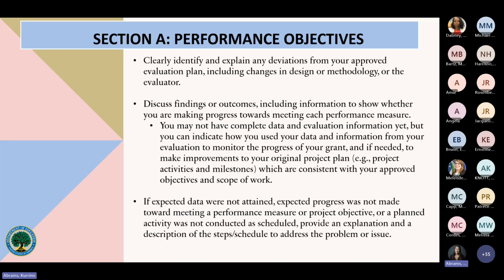And if expected data was not attained, or if expected progress wasn't made towards meeting a certain objective or performance measure, or if a planned activity wasn't conducted as scheduled, if there were challenges or delays, it's really important to provide an explanation and a description of not only what has occurred, what you've undergone as far as some of those challenges or delays, but also how you're pivoting. What are the steps and the schedule you are using to address that problem or issue and overcome that?